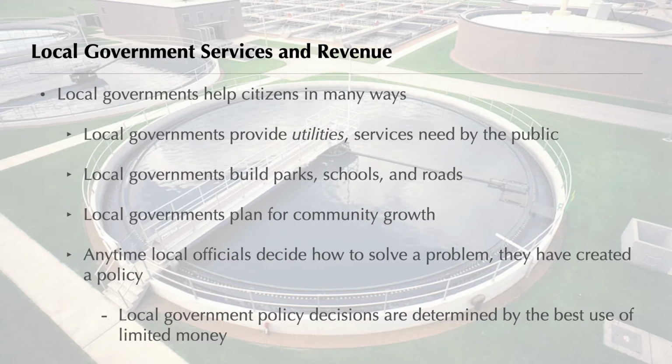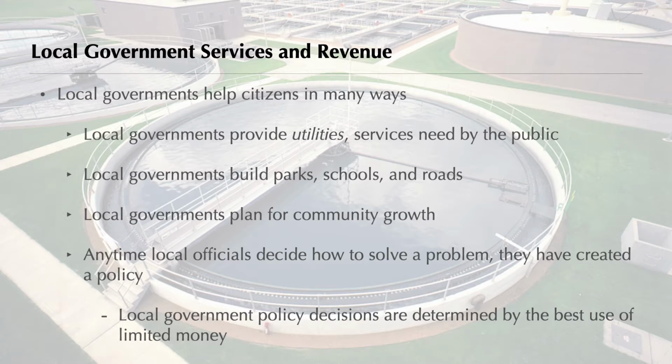We ask local governments to help us in many ways. They provide utilities, or services needed by the public, such as water, gas, and electricity. They build parks, schools, and roads. They plan for community growth. Officials make hundreds of decisions in delivering these services.